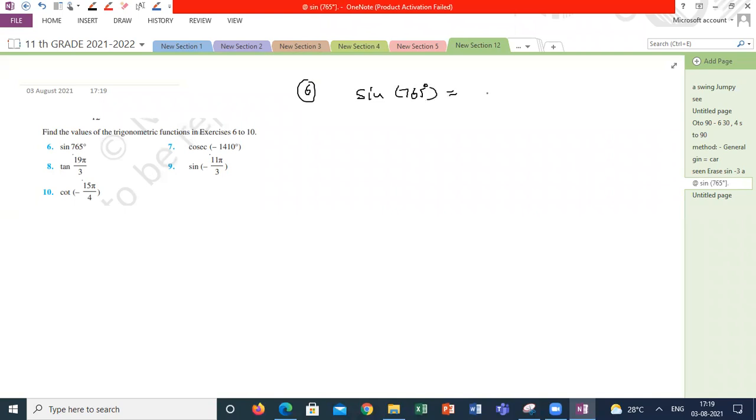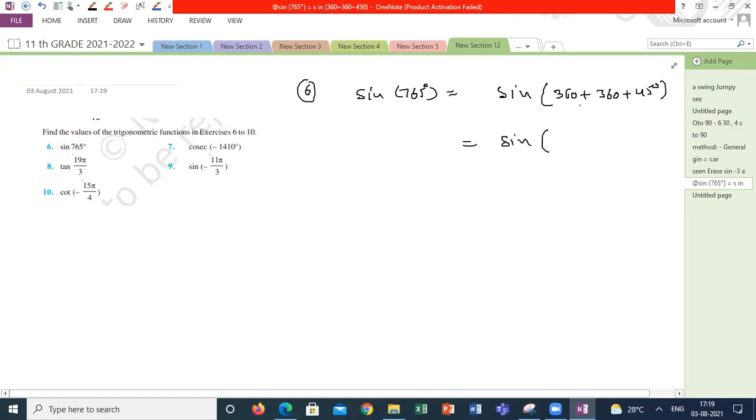Next question. So how to take sine 765? We know every 360 degrees the values repeat. So I am writing this as sine of 360 plus 360 plus the remaining angle, 45. So this angle is coming as sine of 2 into 360 plus 45. Every 360 degrees the values are repeating, so the answer is straight away sine 45.